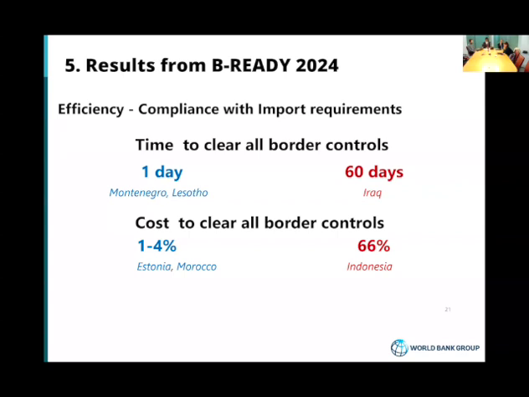We see something similar when it comes to the cost to clear all border control agencies. 66% of the value of goods is spent by firms towards clearing all border control agencies when it comes to imports. Again, a very telling tale to be told.